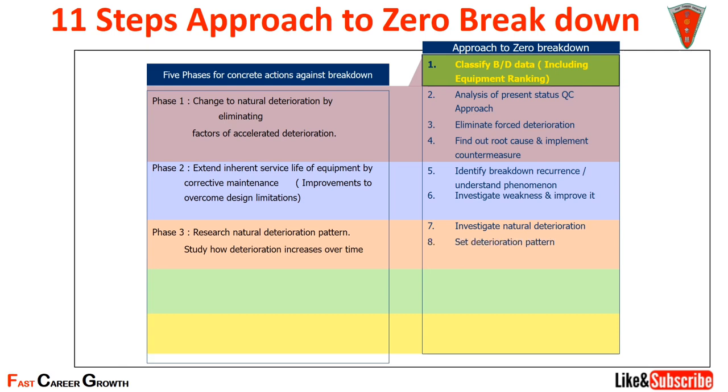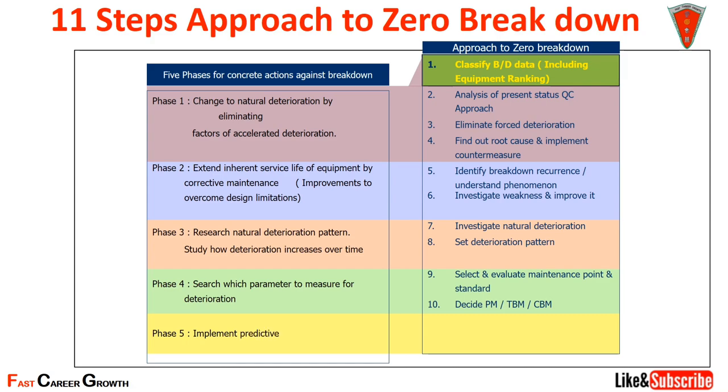What is phase 4? Search which parameter to measure for deterioration, and for this phase 4, there are 2 approaches. One is to select and evaluate maintenance points and standards. Then decide PM, TBM or CBM. Then phase 5, implement predictive maintenance. And the last approach is to build the best maintenance procedure. This is all about this. The next 2 sessions will cover the total TPM basic course. Thank you.